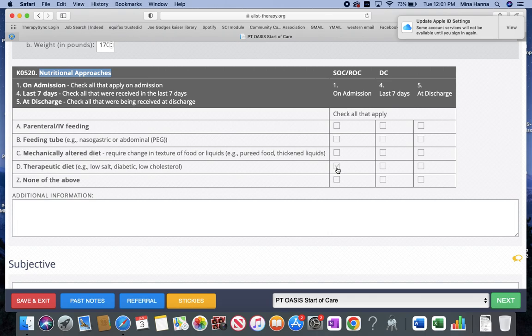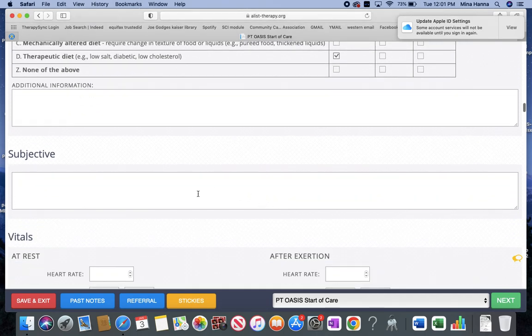Maybe my patient told me, I am diabetic. I try to reduce my diet, reduce my carbohydrate intake and whatnot. So maybe I can check something like that. If not, I would put none of the above.